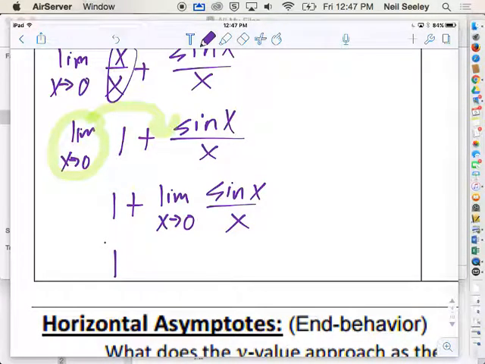Ooh, ooh, ooh, I love you, limits. Do you know what song that is? Girl, you know it's true. Ooh, ooh. No, okay. It was a long time ago.